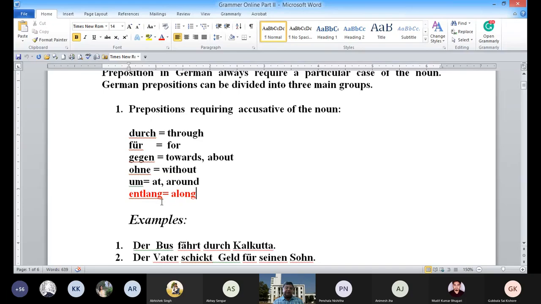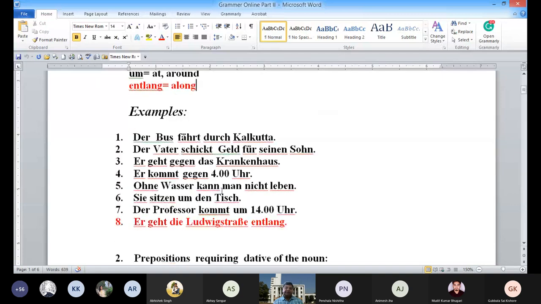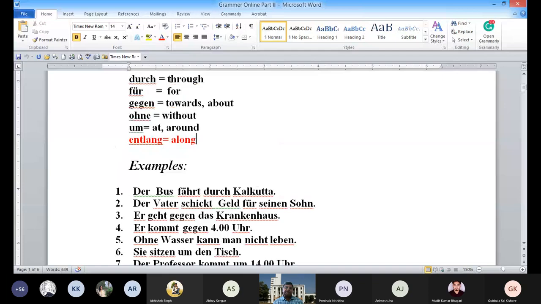So these are the prepositions, and they will always require what? Accusative objects. Now I give examples. What is that? First one is durch. Durch means through. So here, der Bus fährt durch Calcutta. The bus is going through Calcutta. Okay. So here I have not used any article form because Calcutta is a proper noun, and before a proper noun we cannot use any article.